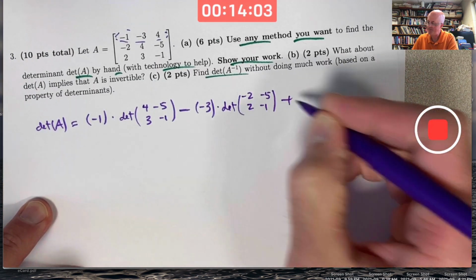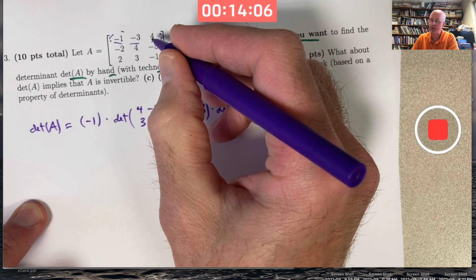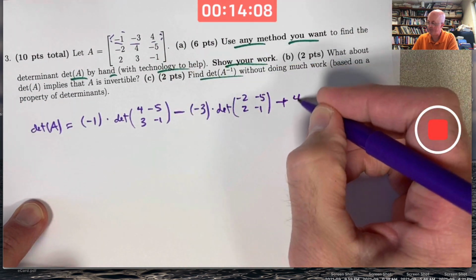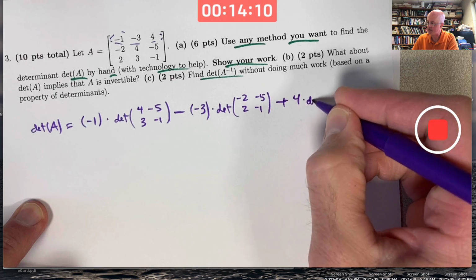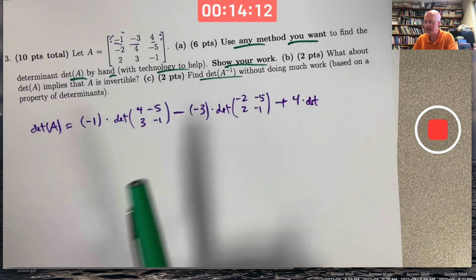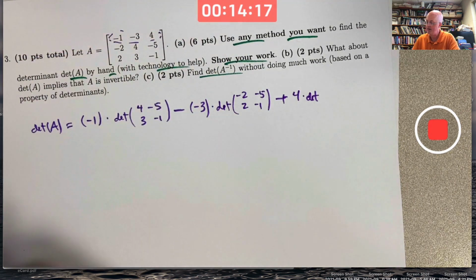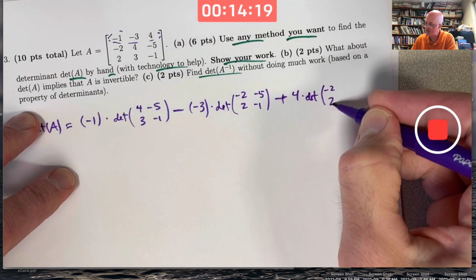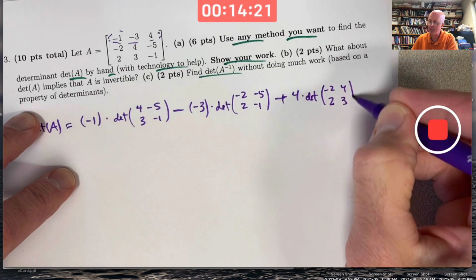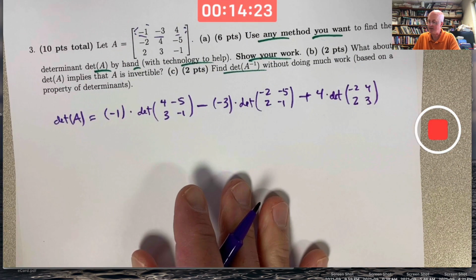Then add the third number in the first row, 4, times the determinant of the 2 by 2 submatrix obtained by deleting the first row and third column. That submatrix that you see right there. -2, 2 for the first column, 4, 3 for the second column. Okay, it's very easy to make mistakes here, so you got to be careful.